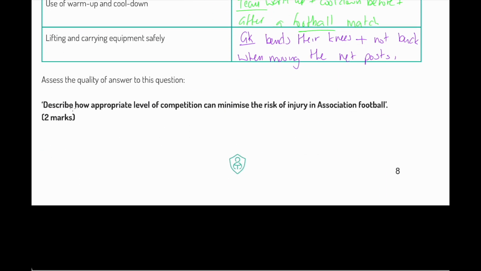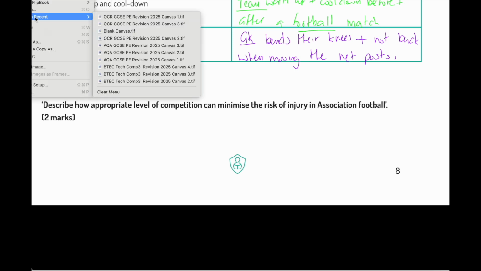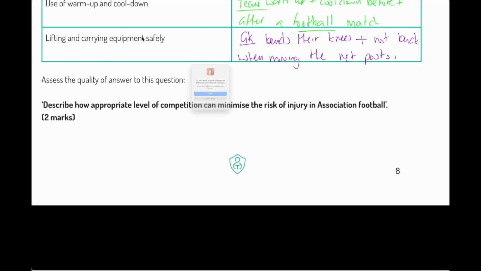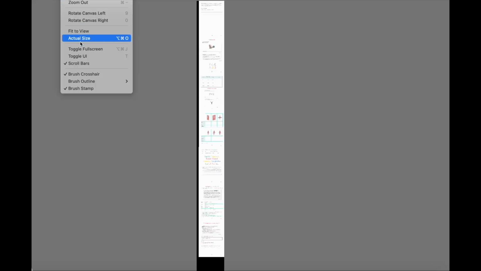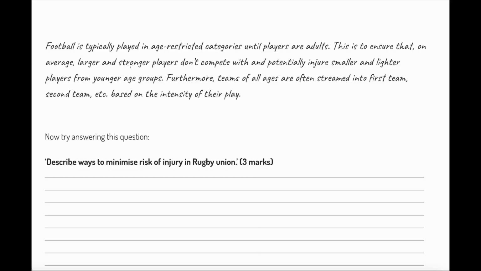Now, here I'm going to say describe how appropriate level of competition can minimize the risk of injury in association football. In fact, let me see if I can actually change my canvas while you're watching me, and I'll see if I can bring it to you very, very rapidly. So we'll go to actual size. Guys, here's my answer in here. Let's just mark it, as I normally pause at that part. But have a look here.